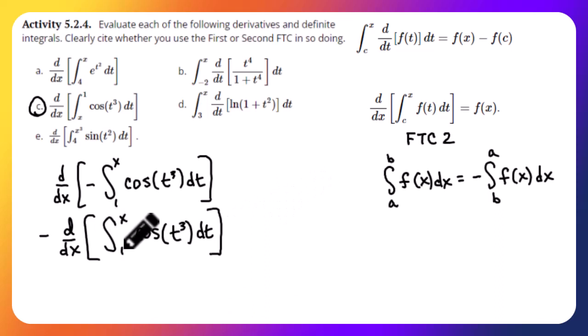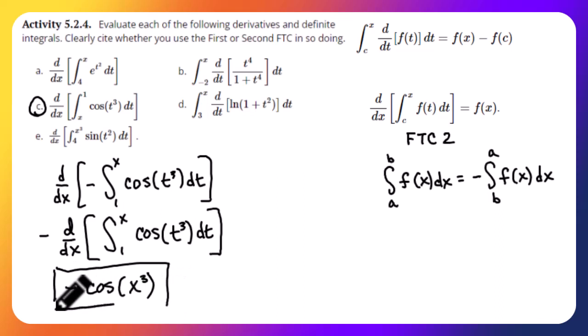And so now we have the derivative of an integral from a constant to x of a function of t dt. So like example A, all we have to do is just replace the t in our integrand with an x. So for this one, we get minus cosine of x cubed. That is the answer to part C.